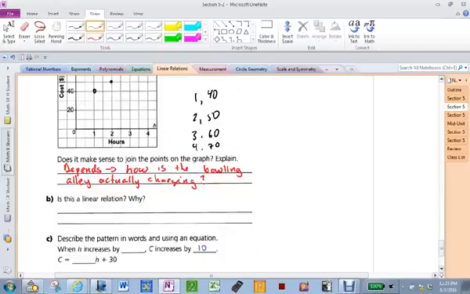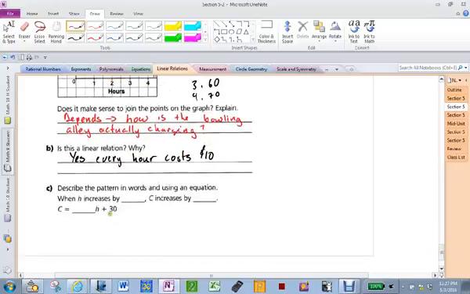Now, is there a right answer to B? What is it? Yes. Why? Because I go up 1 and then 10 and over 1. Always. Every hour costs $10. Always. At this bowling alley. Now, what's the pattern? So now I want the equation. When H increases by 1, C increases by 10.